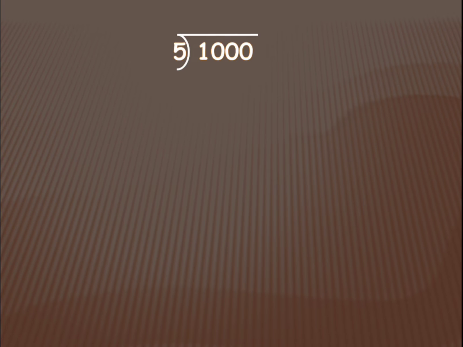Now the first digit 1 is less than the divisor, so you will take two numbers, that is 1 0. 1 0 becomes 10. Now check whether you have 10 in the 5 table. Yes, you do have 10, so 5 2s are 10. Now we have to do the subtraction, isn't it? 10 minus 10 becomes 0.